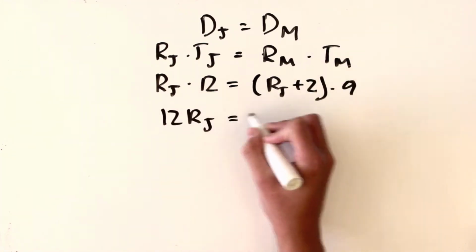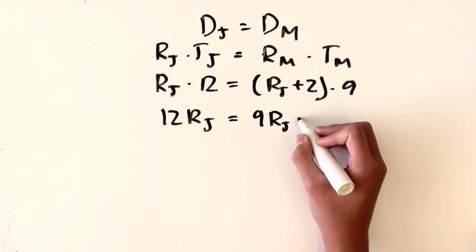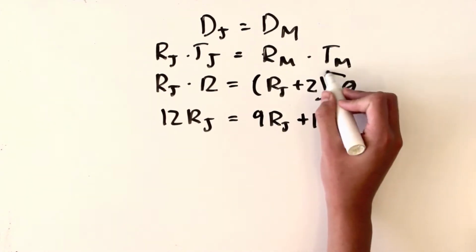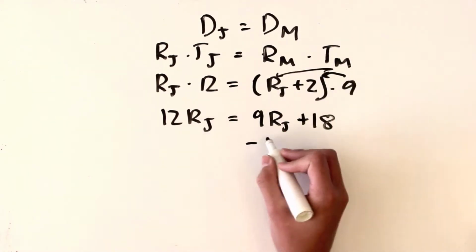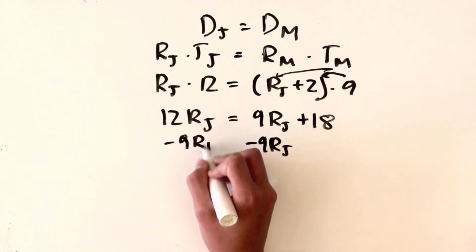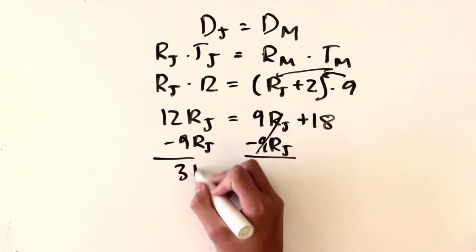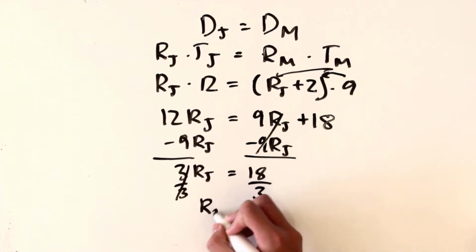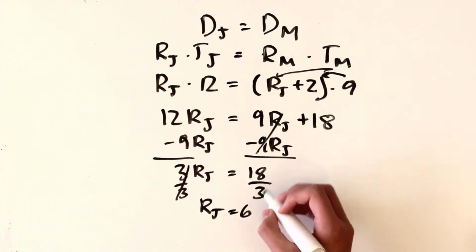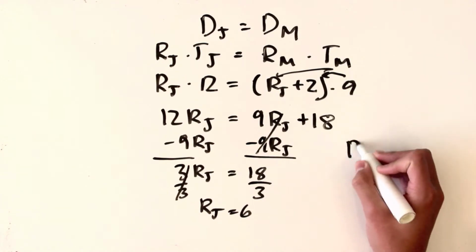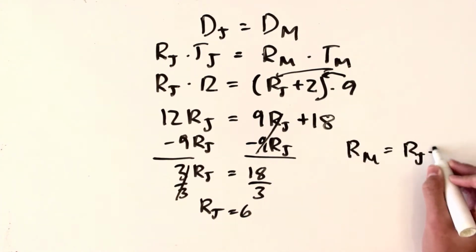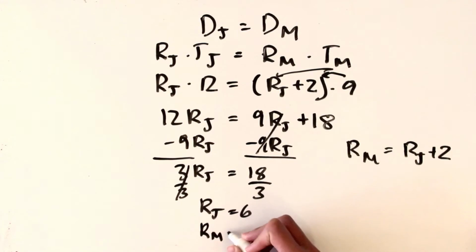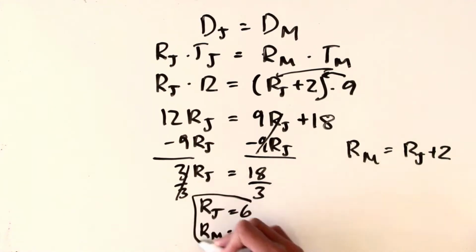So that would be 12 r sub j equals 9 r sub j plus 18 because of distributive property. Now we subtract 9 r sub j from both sides and we get 3 r sub j equals 18. Now divide both sides by 3 and we find out that r sub j is 6. The problem also asks what Mark's rate was, so we add 2 to that answer. So that means r sub m is 8, and those are our 2 final answers.